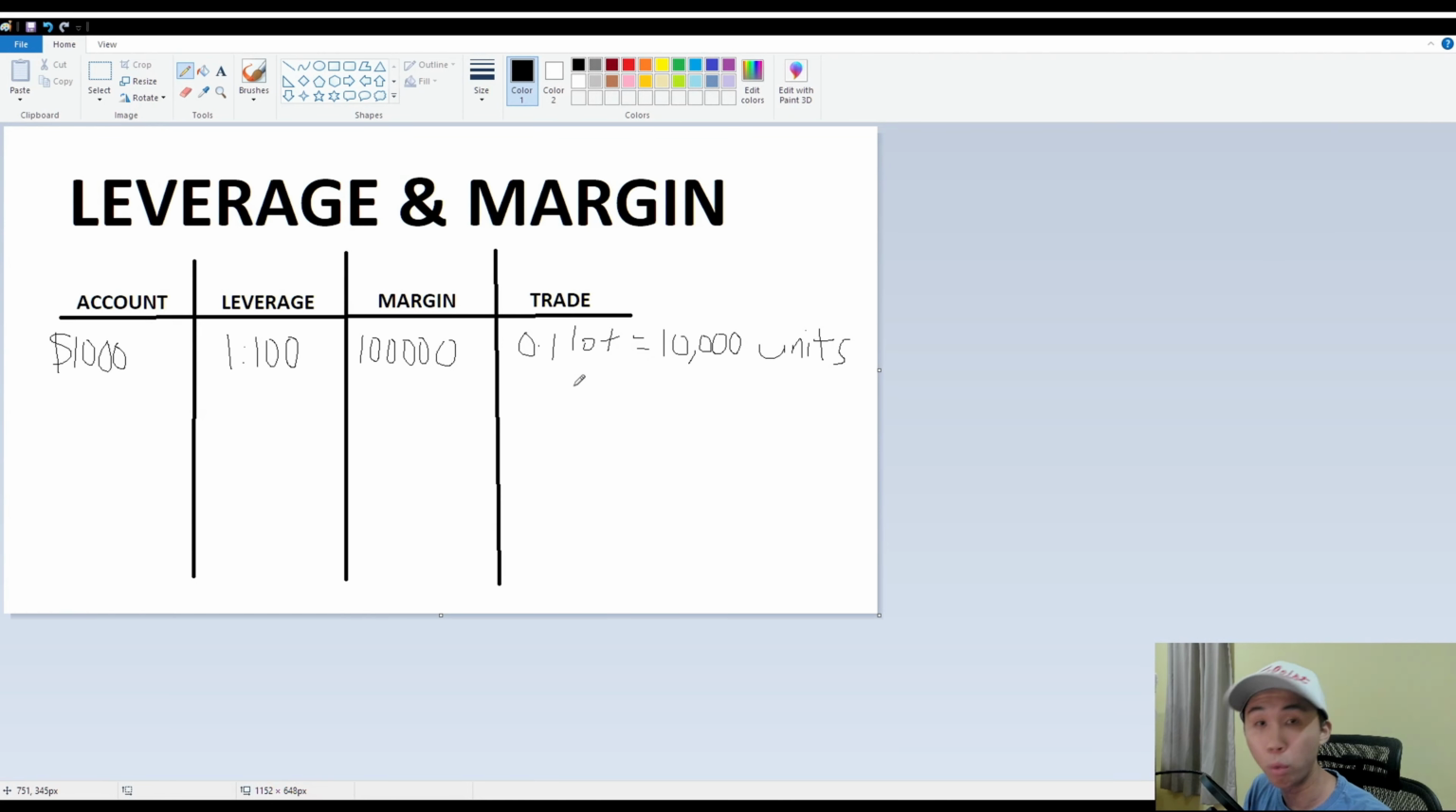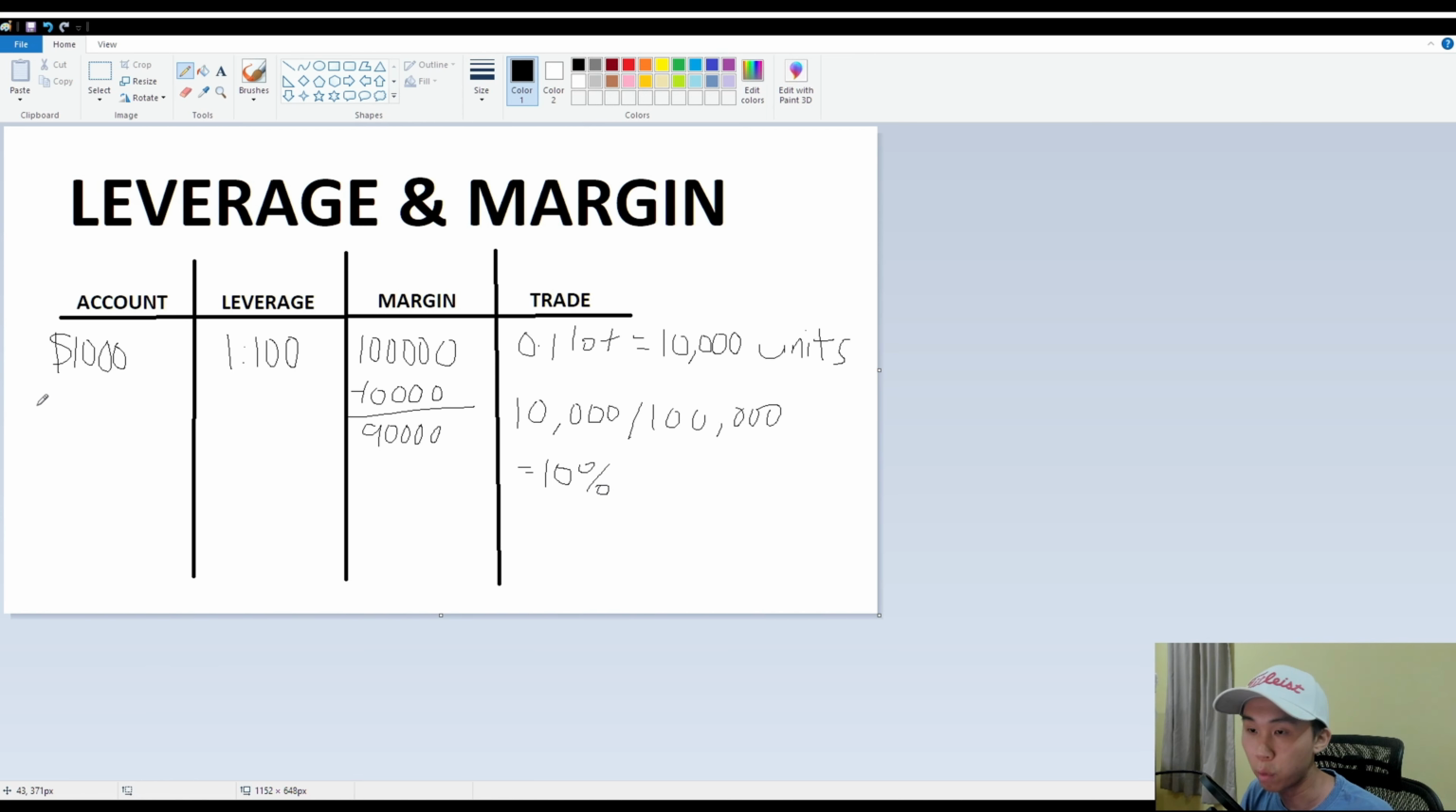So after you have opened this 0.1 lot trade, your margin will decrease by 10,000. So you will be left with 90,000. Whenever your margin reduces, your account gets affected as well. So if you take 10,000 over 100,000, this is when you calculate the percentage. 10,000 divided by 100,000, you get the percentage, it will be 10%.